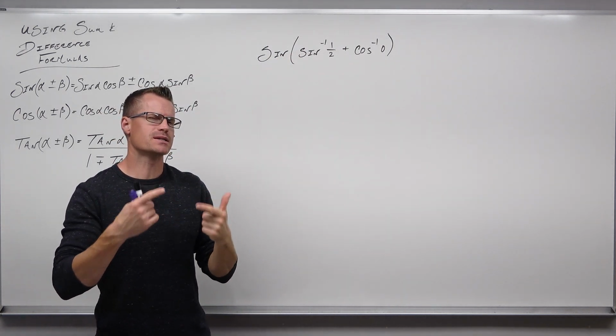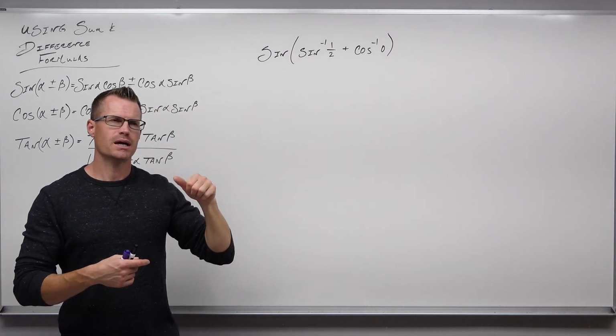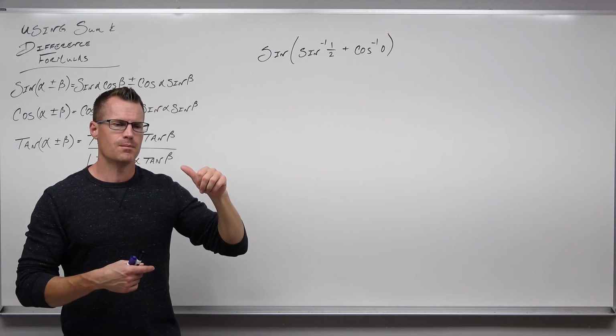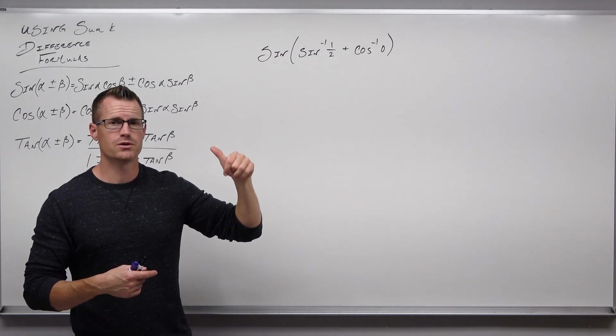Now, does it make sense? Does this actually make sense? What do inverses give you? Sine inverse of 1/2 says sine of what angle gives you a relationship of 1/2 for y over r.